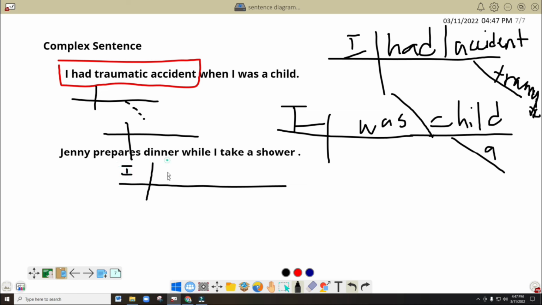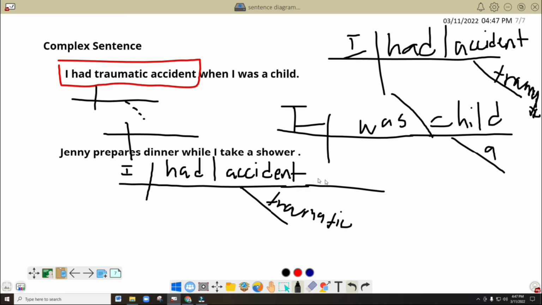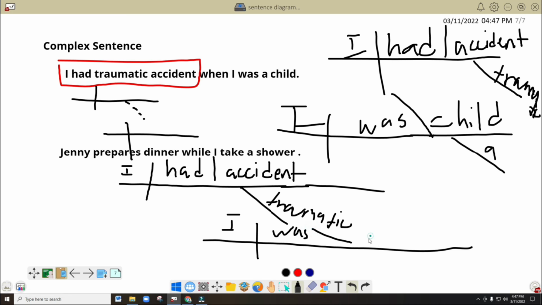I had accident. Then we have diagonal line here, traumatic. Make it longer. Then we have another one. I was child, then diagonal. Up.